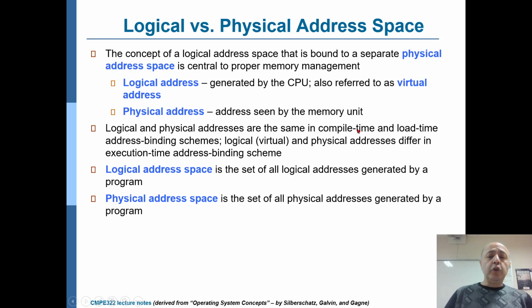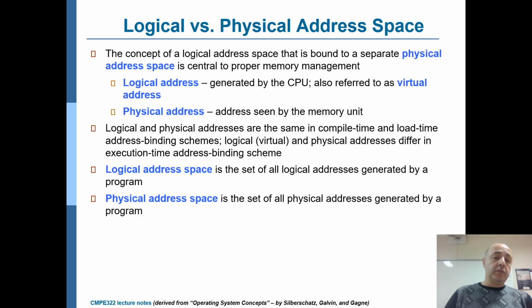So if you're using compile time binding or load time binding, in both cases there's no difference between a logical address and a physical address, because in both cases what you have is the physical address. And you directly pass the physical address to the memory management unit. So you don't need a translation there. However, if you're using execution time binding, then you should be transforming the logical address to the physical address and sending that physical address to the memory management unit.